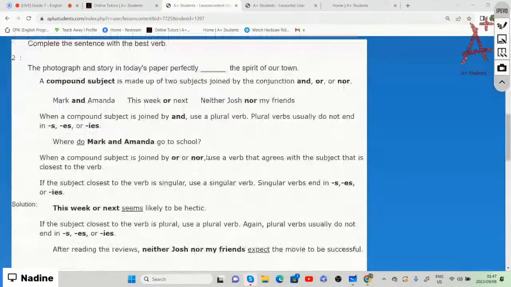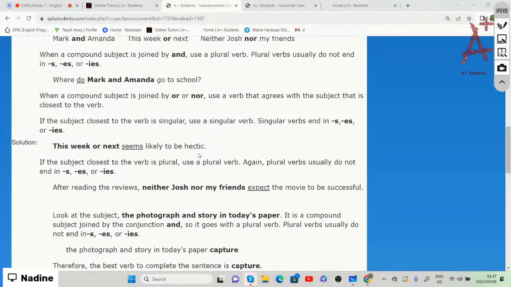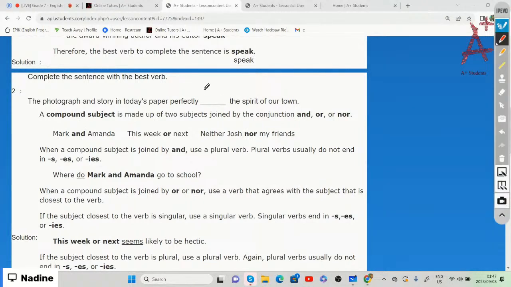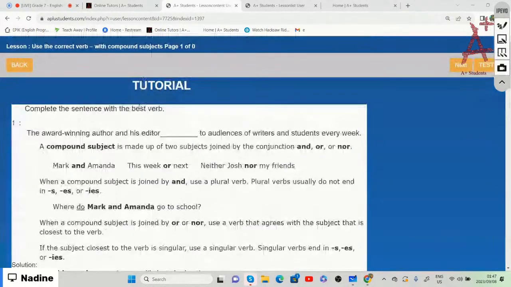And then the photographer and story in today's paper perfectly capture the spirit of our town. So the photographer and story in today's paper perfectly capture, no S at all. Not captured the spirit of our town. All right, so we are basically just going to stop there. So this is the use of the verb with the compound subject.